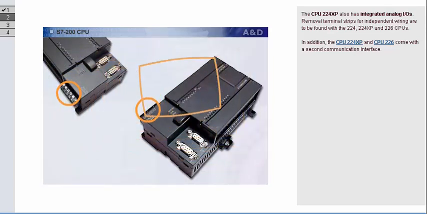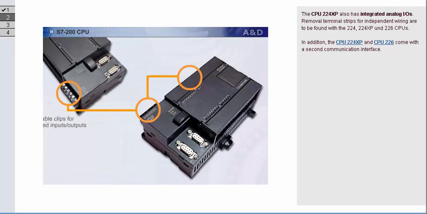Removable terminal strips for independent wiring are to be found with the 224, 224XP, and 226 CPUs. In addition, the CPU 224XP and CPU 226 come with a second communication interface.